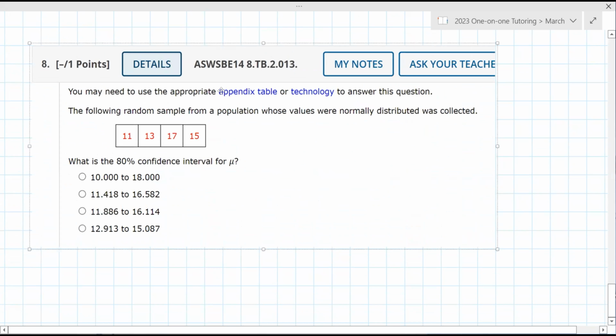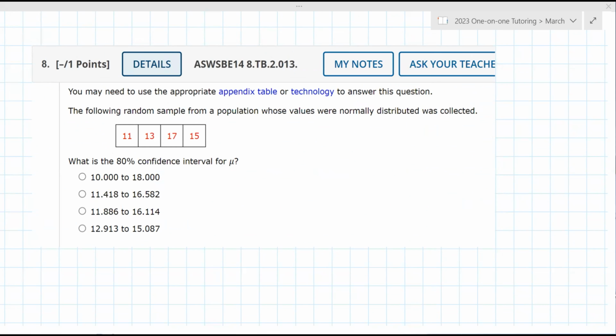All right, you may need to use technology. The following random sample from a population whose values were normally distributed was collected. What is the 80% confidence interval for mu? This is the first time we've seen a table of values. So the best way to do it is with the calculator, believe it or not.